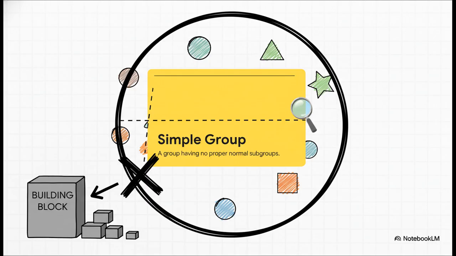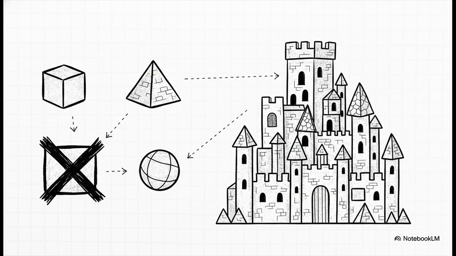It means there are no internal fault lines. It means you cannot break it down into smaller pieces using this method. It's indivisible. This is exactly why we call them the atoms of group theory. It's the perfect analogy. Just like every molecule you can imagine is built from the elements on the periodic table, every finite group can be built up from these simple groups. They are the absolute rock-bottom fundamental components of algebraic structure.